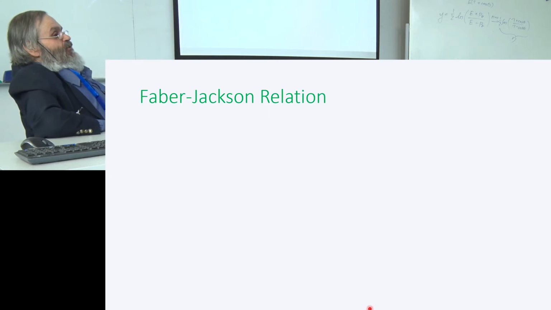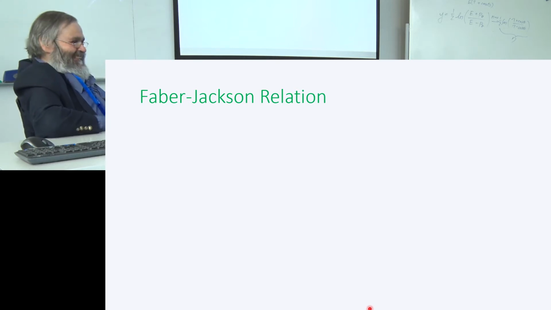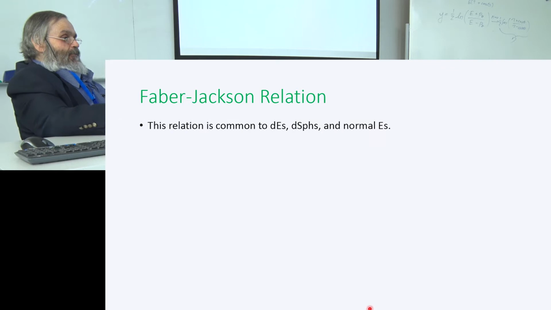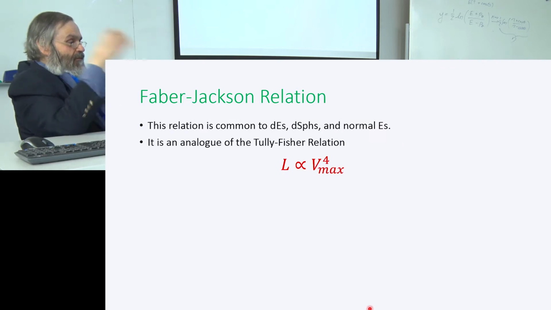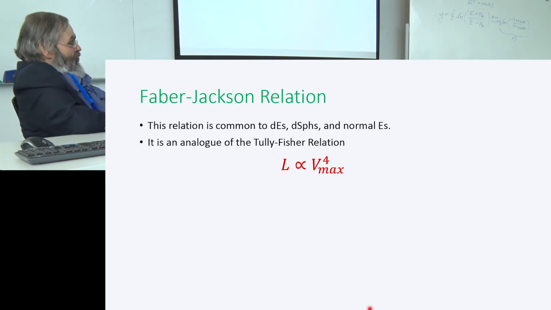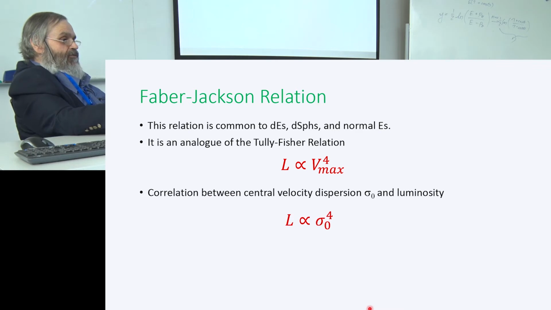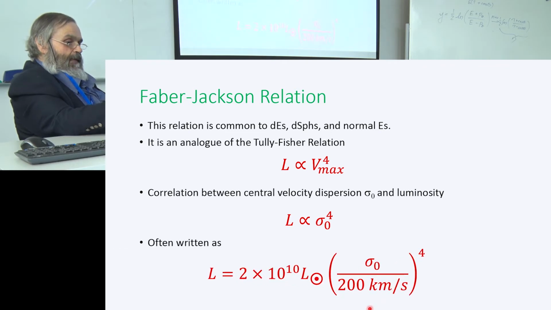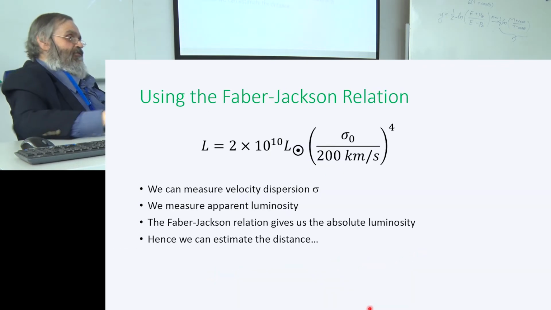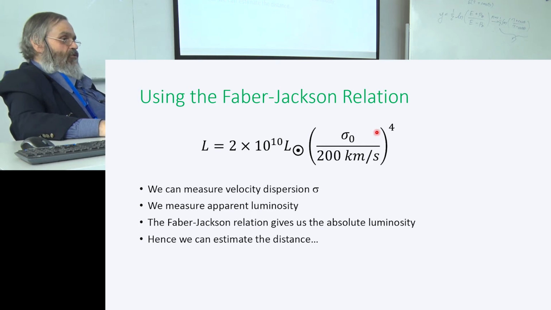We were discussing the Faber-Jackson relation, which is analogous to the Tully-Fisher relation, where the luminosity is proportional to the maximum velocity to the power 4. In this case, the luminosity is proportional to the velocity dispersion to the power 4, and you can write it like that, which we discussed. You can measure the velocity dispersion fairly easily, so you know the total luminosity and the apparent luminosity, and hence you can get the distance.